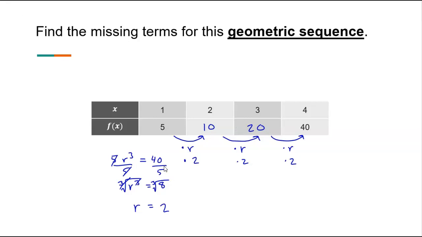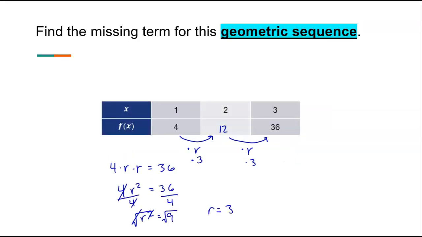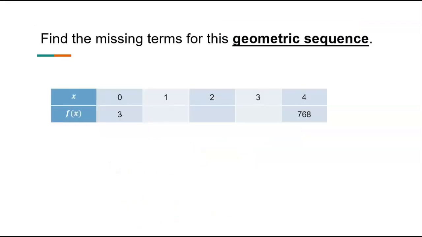So once again, we are doing this sort of ratio first. We're doing the ratio of the two numbers, and then we're taking the root of it. But instead of a square root this time, we did a 3 root. Let's see if that pattern continues. So now let's find the missing terms for this geometric sequence. We're missing 3 terms now. Pause the video and see if you can set this one up on your own.